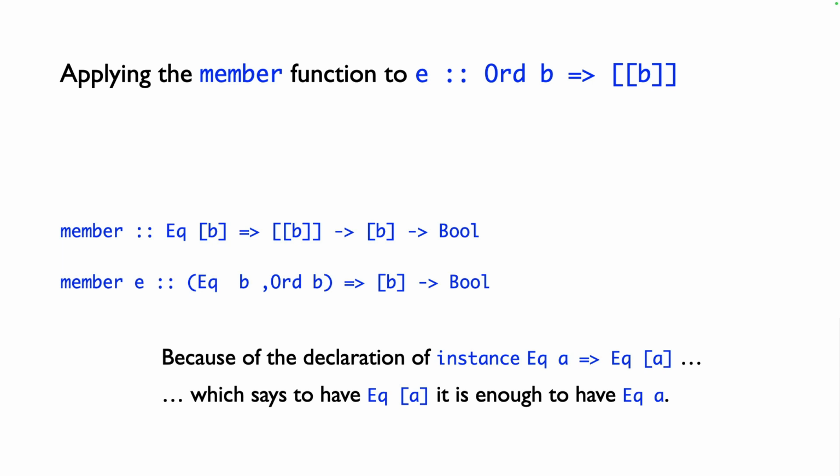The first simplification we can make is to replace equality on list of B by equality on B. Now, why can we do that? Well, because the instance declaration says there is an instance of equality on list of A if there's already an equality on A. So we know we've got an equality on lists if we've got equality on the individual elements. So let's replace the equality on list of B by equality on B. So that instance declaration allows us to replace one thing by another.